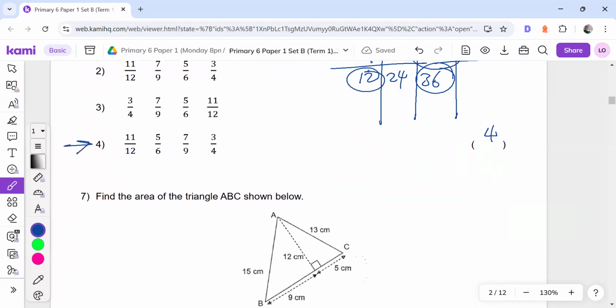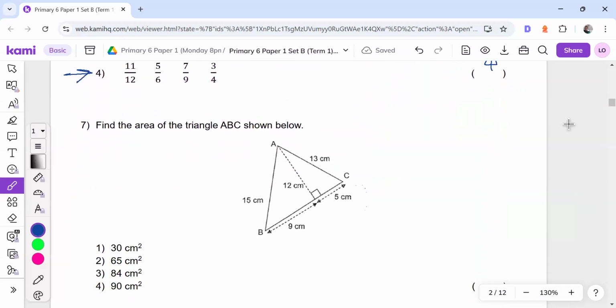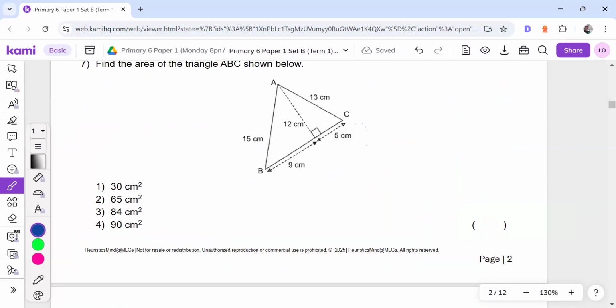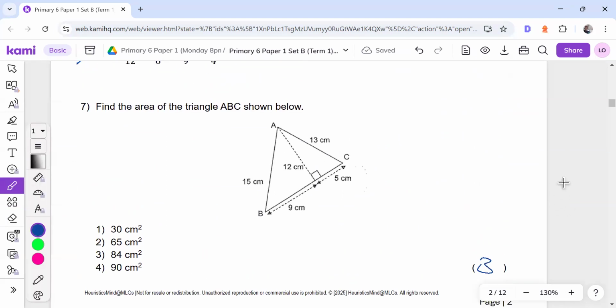Okay, question number 7. What's the area of the triangle? The answer is number 3. Okay, how do you get number 3? All right, now number 1, you will have to know what triangle are you looking at, ABC. So this is the triangle you're looking at. Make sure you look at the right one.